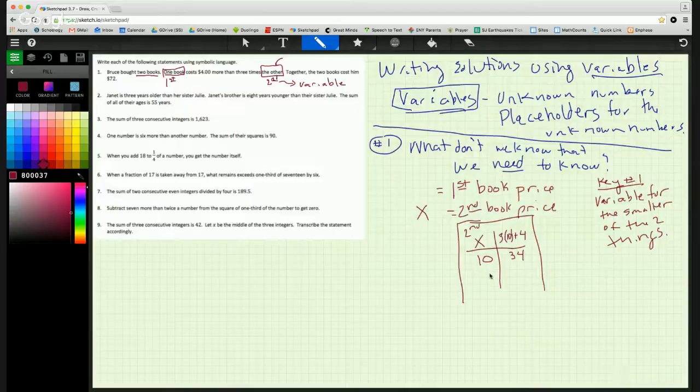Now, if the second book cost $1, we'd take 3 times that cost, 3 times 1, which is 3, plus 4. So we'd say 3 times 1 plus 4, and that equals 7.